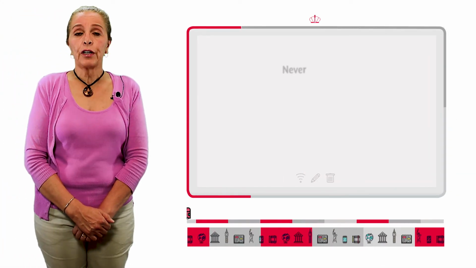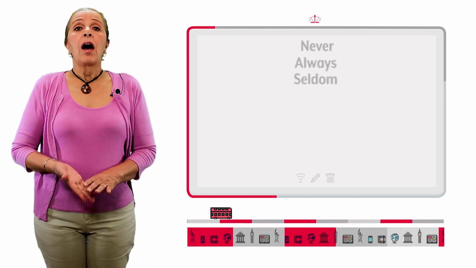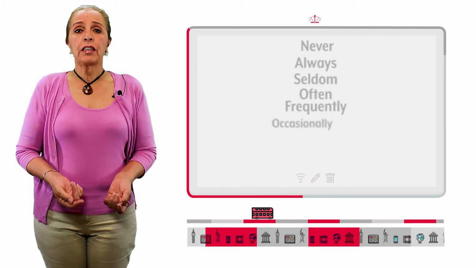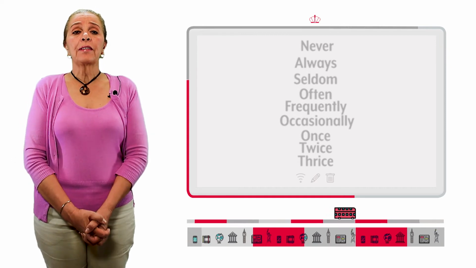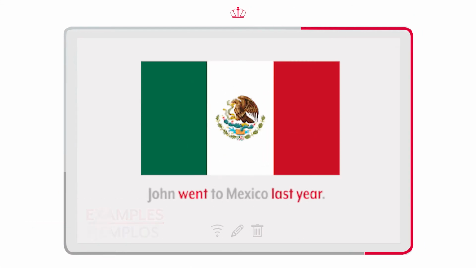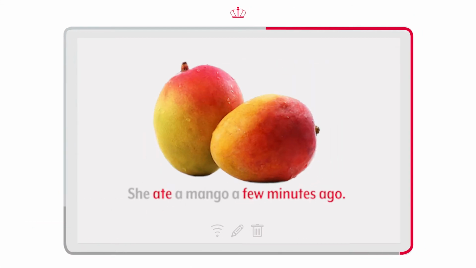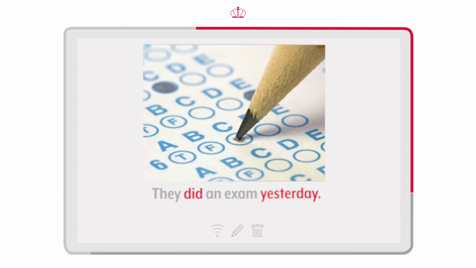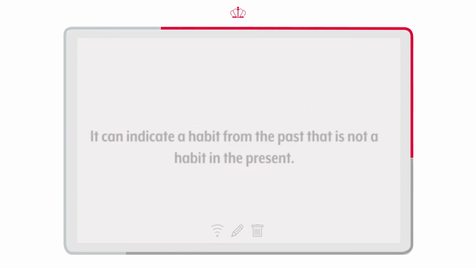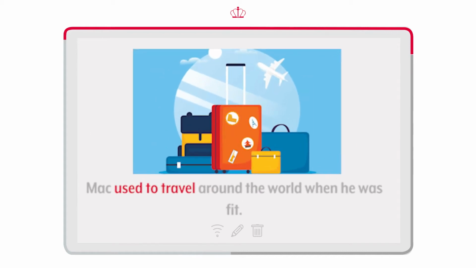The adverbs never, always, seldom, often, frequently, occasionally, once, twice, thrice, etc. can also be used with the simple past. John went to Mexico last year. She ate a mango a few minutes ago. They did an exam yesterday. It can indicate a habit from the past that is not a habit in the present. Mac used to travel around the world when he was fit.